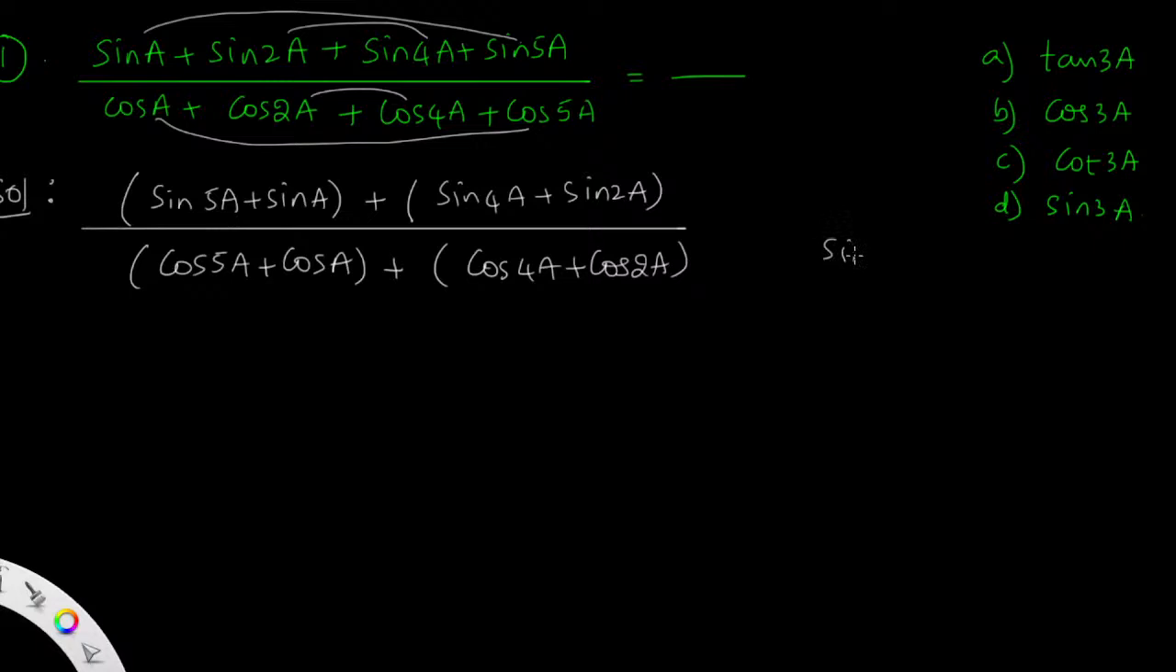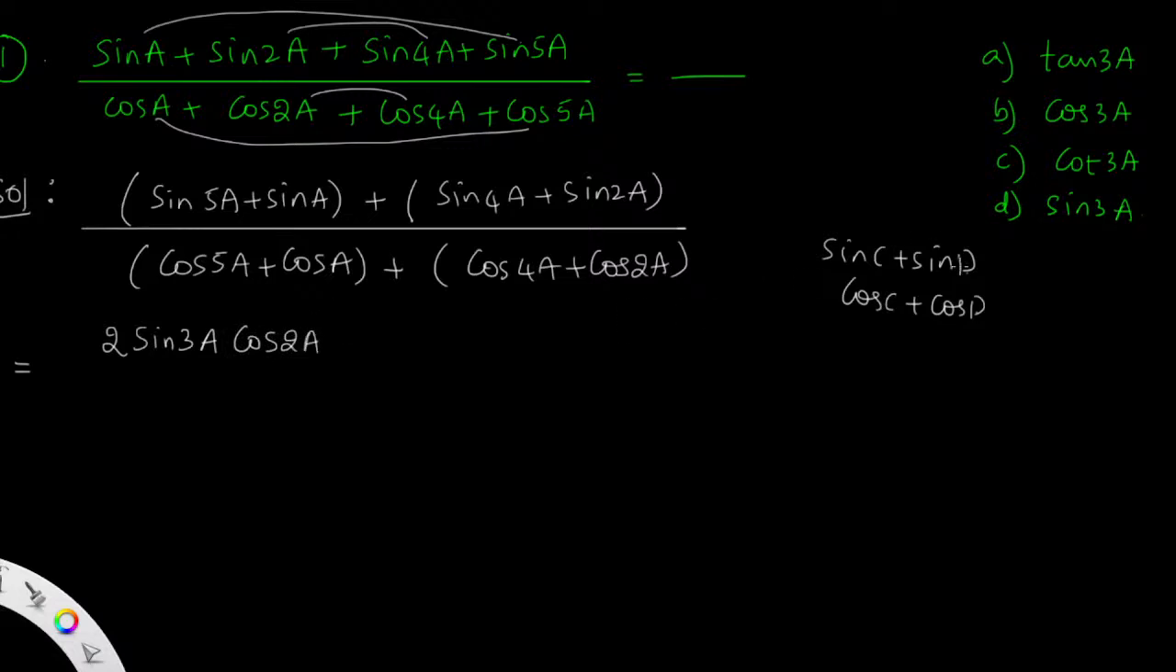So the numerator is in the form of the sin C plus sin D formula, and the denominator is in the form of the cos C plus cos D formula. Sin C plus sin D is 2 sin (C plus D) by 2. So 5A plus A by 2, that is 6A by 2, nothing but sin 3A, into cos of (5A minus A) by 2, 4A by 2, nothing but 2A. So that is cos 2A.